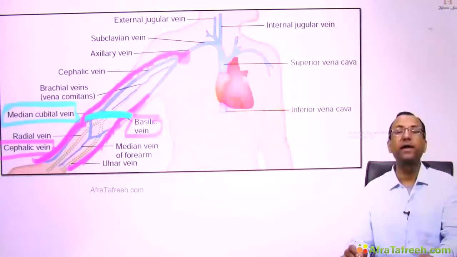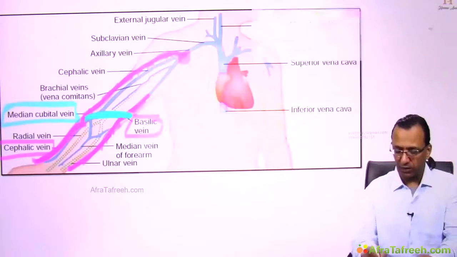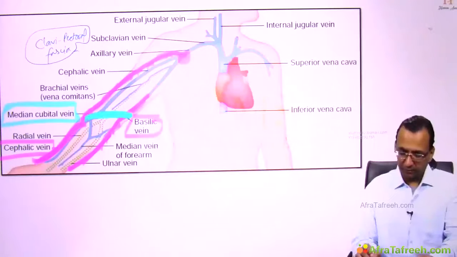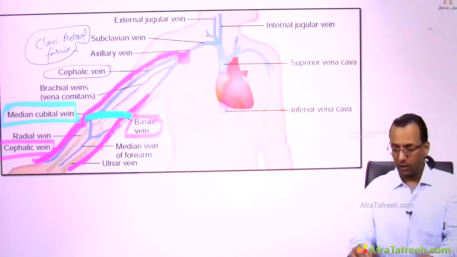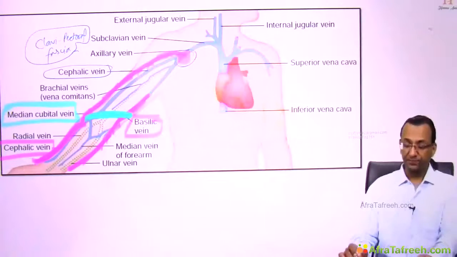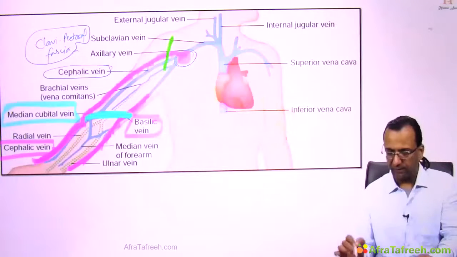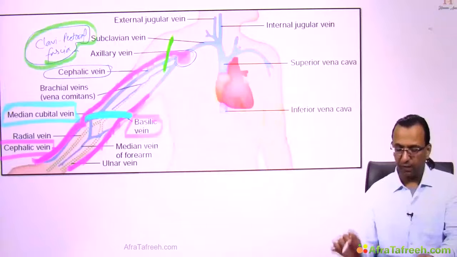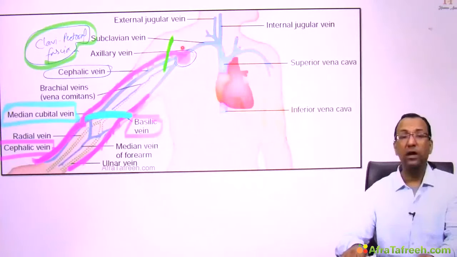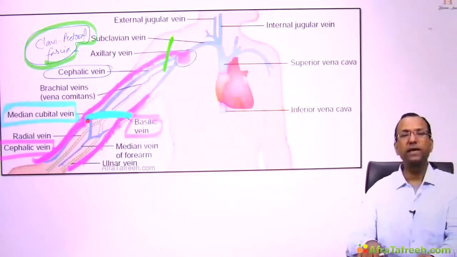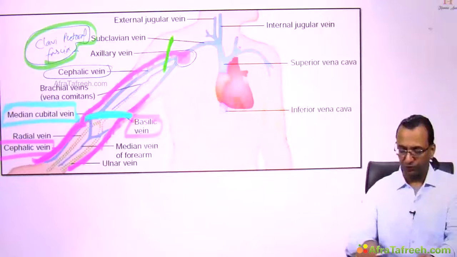But when the cephalic vein drains into the axillary vein, it would have punctured the clavipectoral fascia below the clavicle. So below the clavicle you have the clavipectoral fascia, punctured by the cephalic vein to enter the axillary vein in the axilla. The fascia will be somewhere here. Yes, the cephalic vein has to puncture the clavipectoral fascia to enter the axillary vein in the axilla. And where is this median cubital vein? The median cubital vein is at the roof of the cubital fossa.